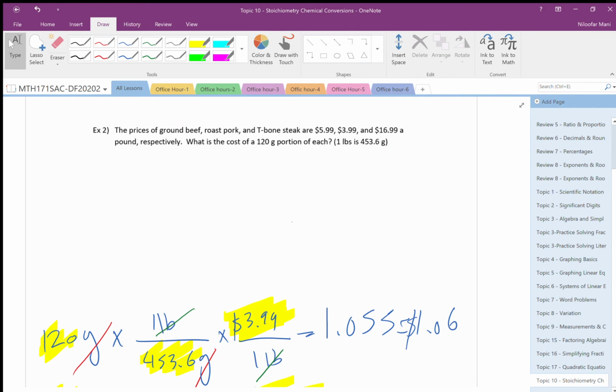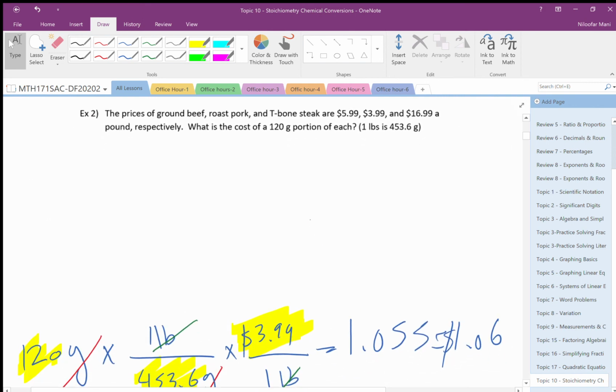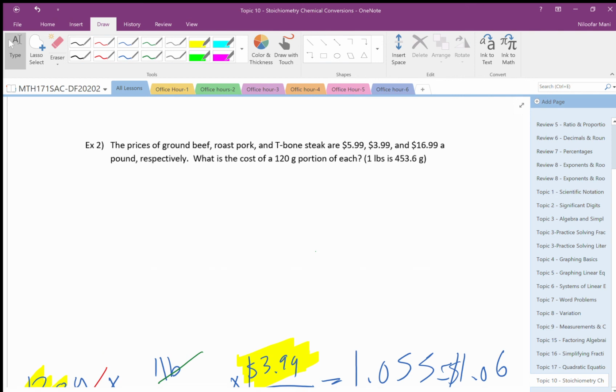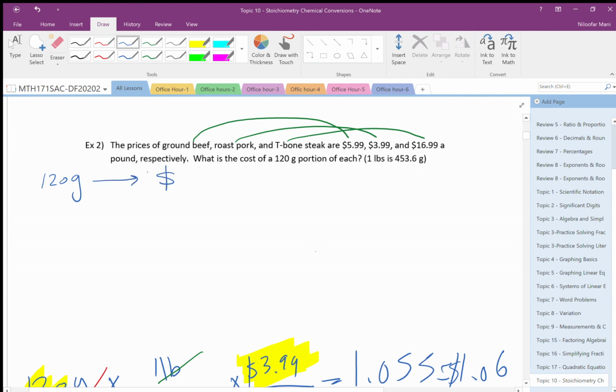The prices of ground beef, roast pork and T-bone steak are these, respectively. So this is ground beef, this is roast pork, and this is T-bone steak, much more expensive. These are prices per pound. What is the cost of a 120 gram portion of each? I have 120 grams and I want to go to dollars. What I see here is between dollars and pounds, so first I go from gram to pound, and then from pound to dollar.